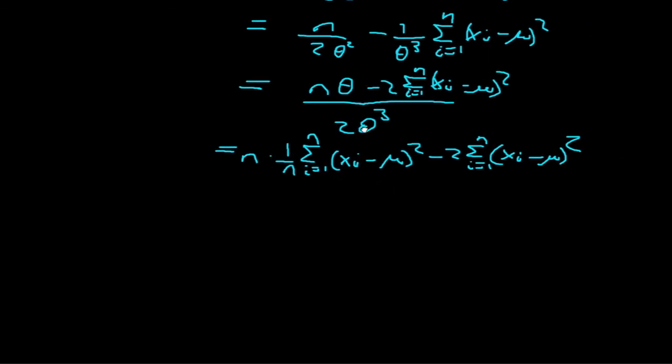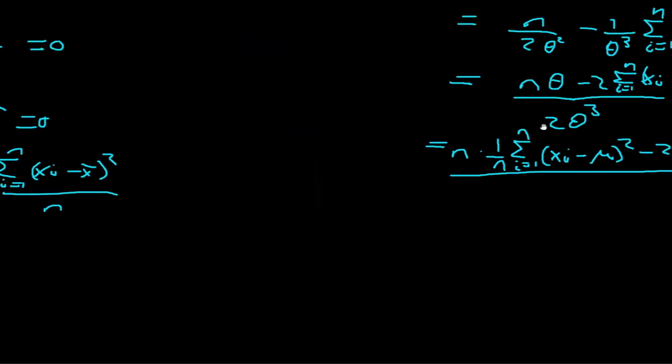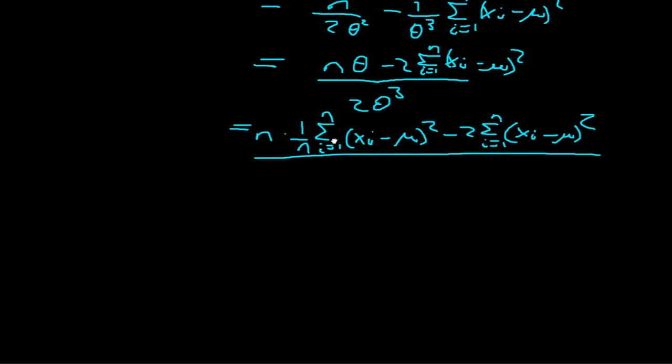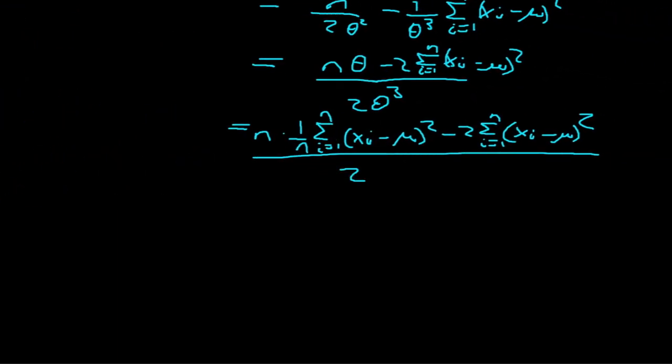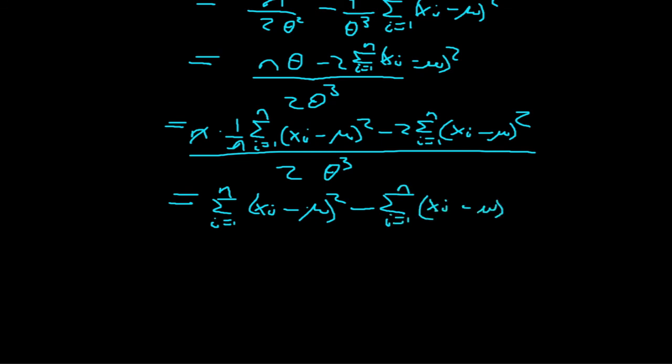And we could also substitute in the value of theta, mainly this, to the third power here beneath, but we already know that this will always be a positive number, so we don't need to plug it in really. This will give us this, and then if we simplify this further, you can see that these n's will cancel out, so this will give us the sum from i equals 1 till n of (xi minus mu) squared minus 2 times the sum from i equals 1 till n of (xi minus mu) squared divided by 2 theta raised to the third power.